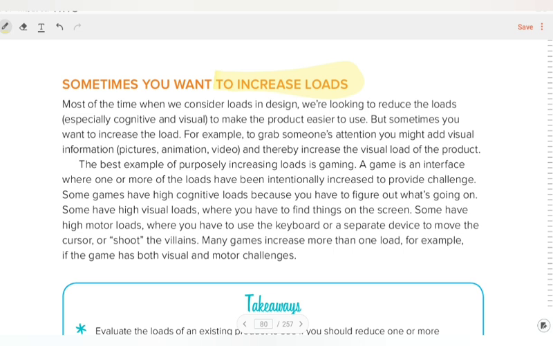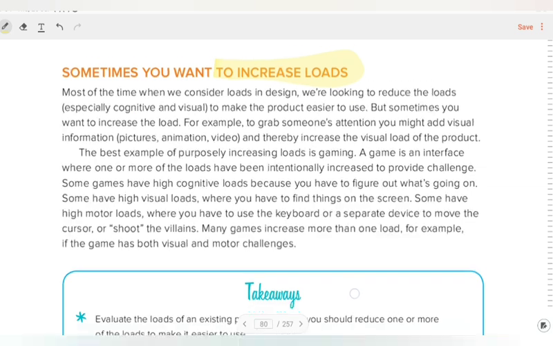A game is an interface where one or more of the loads have been intentionally increased to provide challenge. Some games have high cognitive loads because you have to figure out what's going on. Some have high visual loads where you have to find things on the screen. Some have high motor loads where you have to use the keyboard or a separate device to move the cursor or shoot the villains. Many games increase more than one load, for example, if the game has both visual and motor challenges.